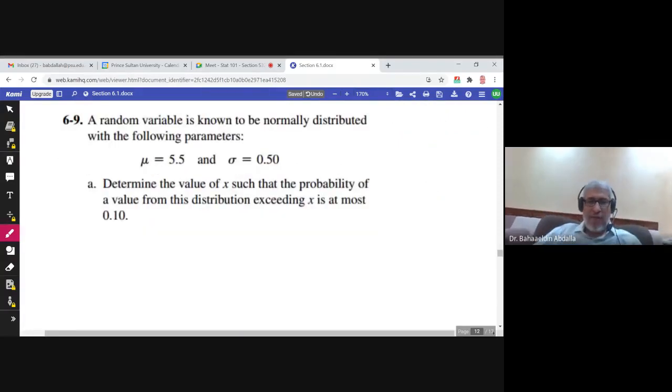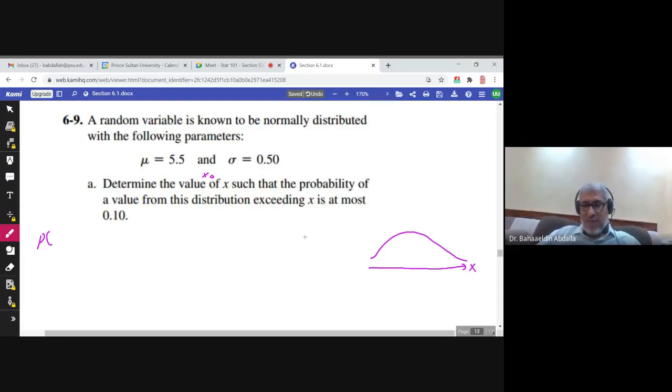Another question: a random variable is known to be normally distributed. This is mu, this is sigma. Determine the value of x, so we need x0, such that the probability of a value from this distribution exceeding x, let me sketch a graph, this is x, is at most 0.1.